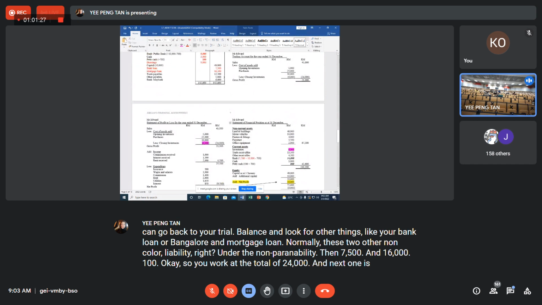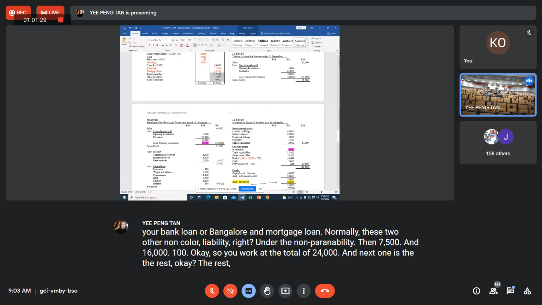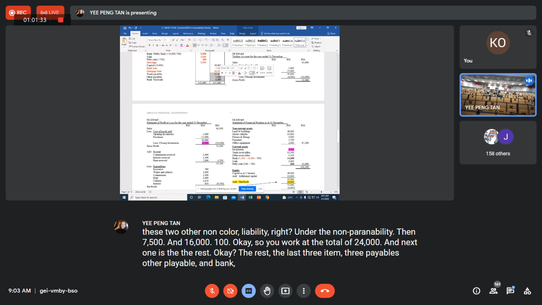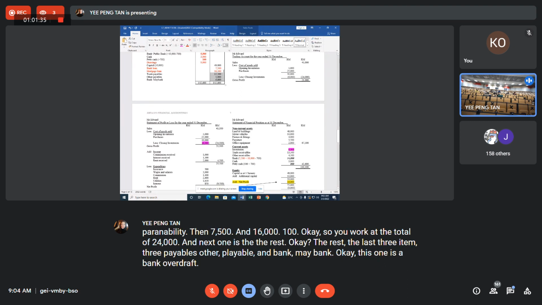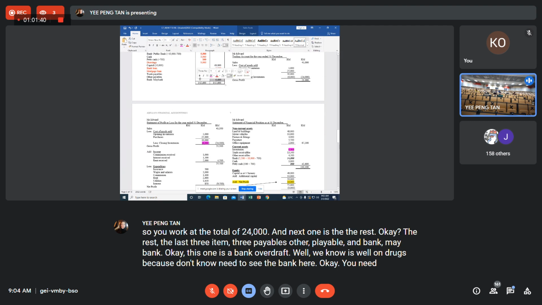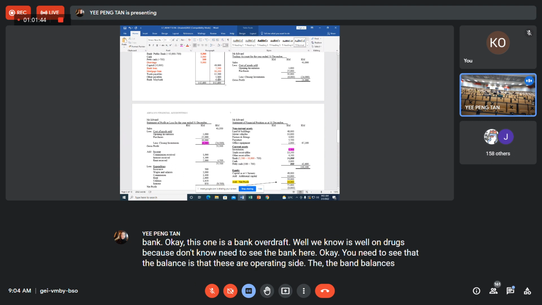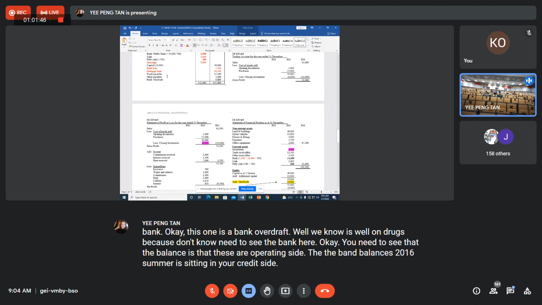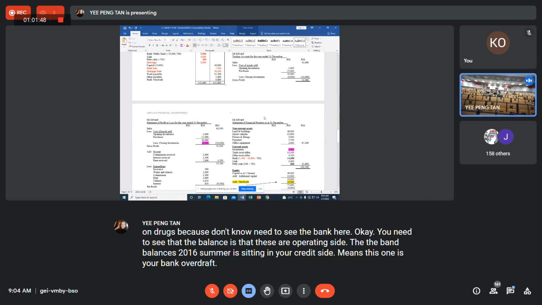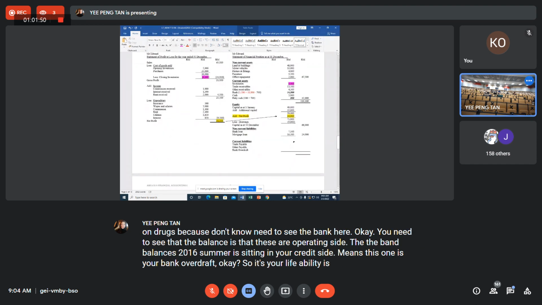And next one is the rest. Okay, the last three items, trade payables, other payable, and bank, main bank. Okay, this one is a bank overdraft. Why we know it's bank overdraft? Because don't only see the bank here. You need to see the balance is at the debit side or credit side. The bank balance 6,600 is sitting in your credit side. Means this one is your bank overdraft.